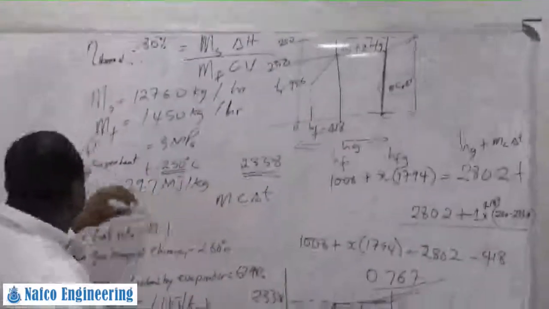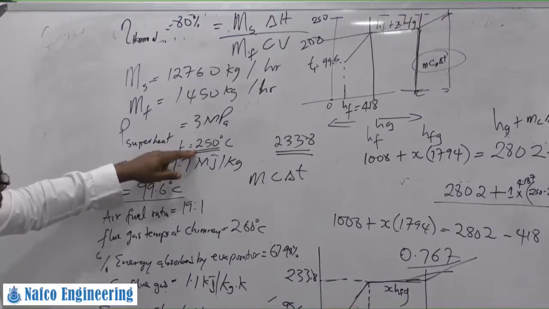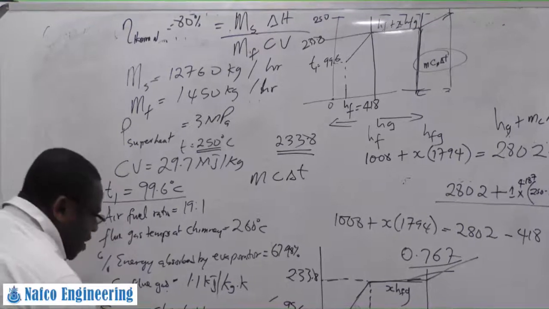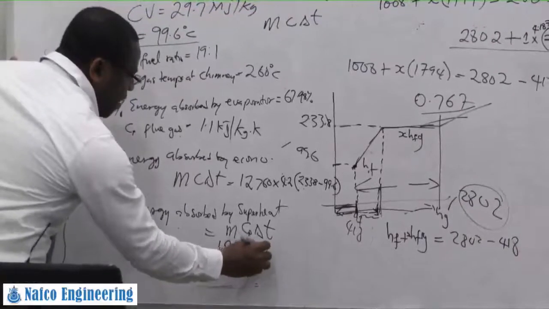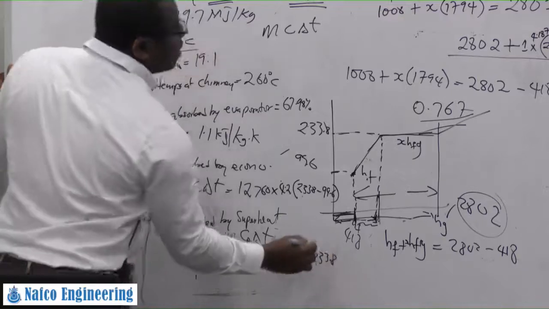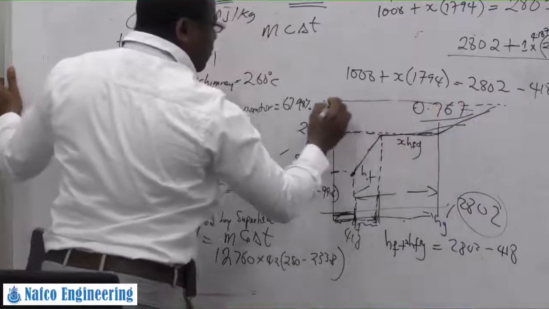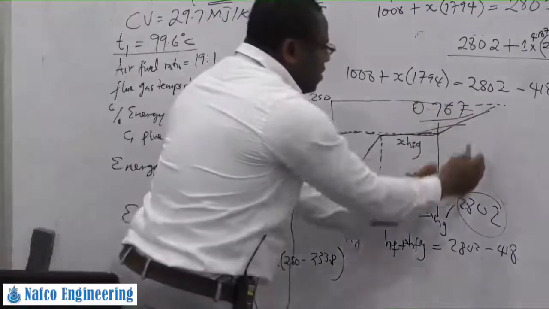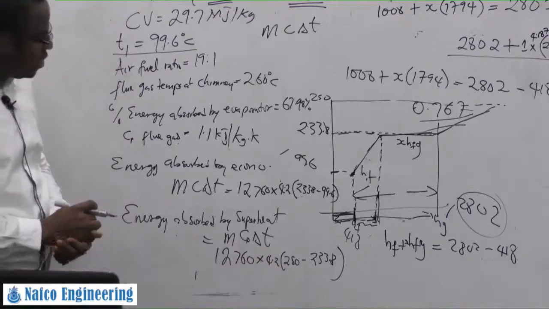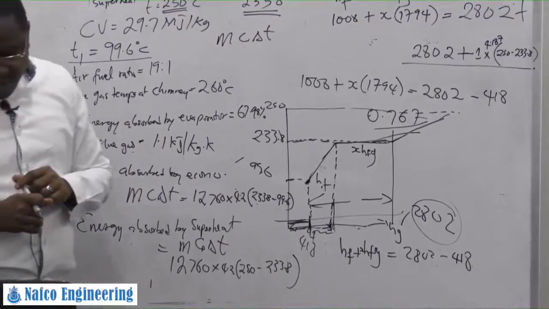So we have temperatures. We have the temperature of 250. And then we have the inlet temperature, which is 233.8. So we have 12760 by 4.2 into 250 minus 233.8, right? Because that's the same temperature as what is here, 233.8. Now, our superheated temperature is 250. So MC delta T here will be 12760 by 4.2 into 250 minus 233.8. Okay, agreed? So that's the energy absorbed by the superheater.